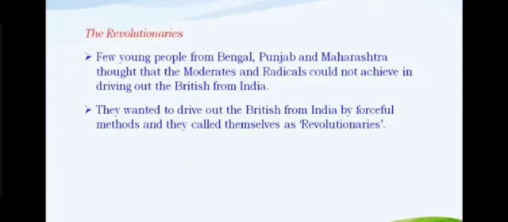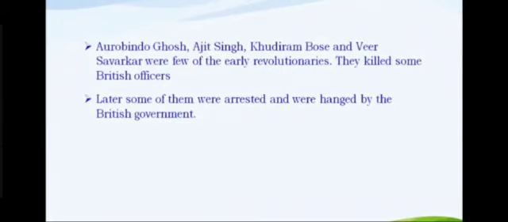That is why few people from Bengal, Punjab, Maharashtra thought that we need to do something else so that we drive the British from India. They actually wanted to drive out the British from India by forceful methods, and they called themselves revolutionaries. Aurobindo Ghosh, Ajit Singh, Khudiram Bose, and Veer Savarkar were few of the early revolutionaries. They killed some British officers. Later, some of them were arrested as well and were hanged by the British government because they were a threat to the British government. The British government wanted to get rid of them so that other people would not get influenced by these revolutionaries.